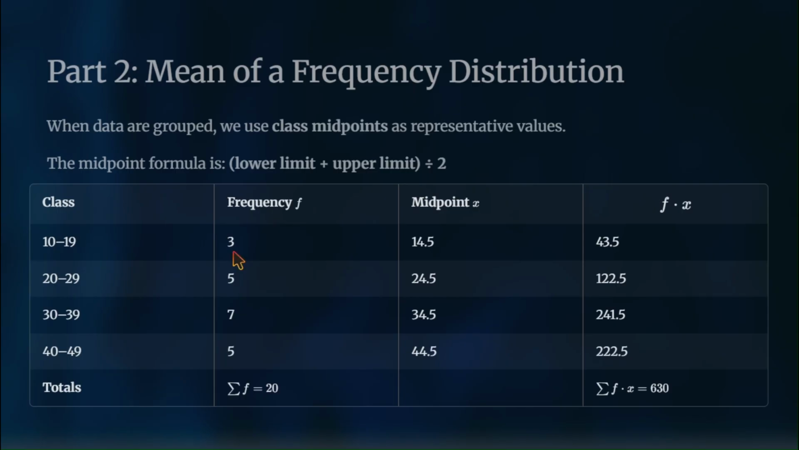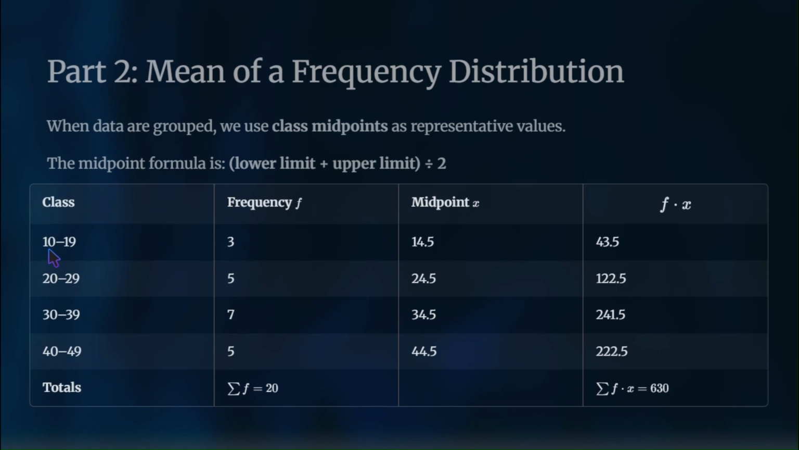19 has a frequency of 3, second class from 20 to 29 has a frequency of 5, third class from 30 to 39 has a frequency of 7, and the fourth and last class from 40 to 49 has a frequency of 5. So here, the sum of all frequencies, if we do 3 plus 5 plus 7 plus 5, that will be 20. We can now calculate the class midpoints for each class.